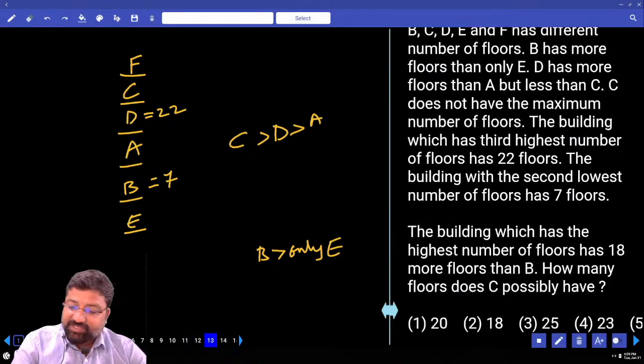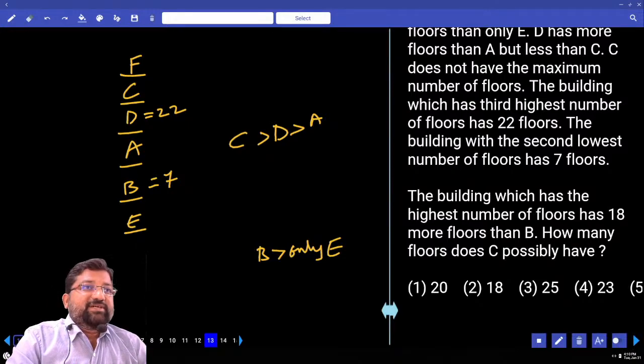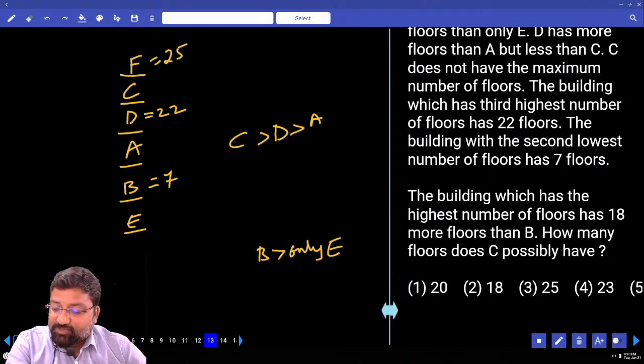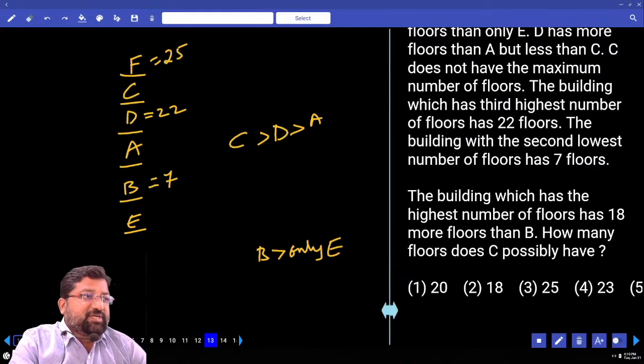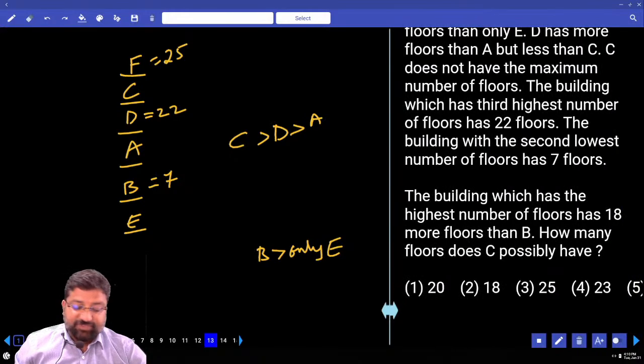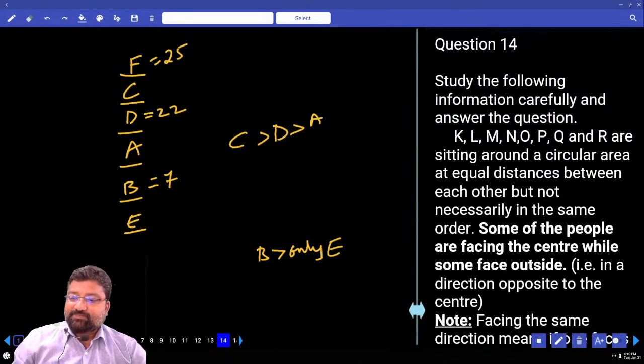D. 13. The building which has the highest number of floors has 18 floors more than B. How many does B have? 18 more than B means 25. How many floors does C possibly have? More than 22, less than 25. More than 22, less than 25 means 23. Which option? 4th option. Okay.